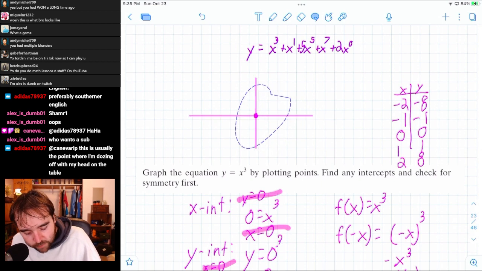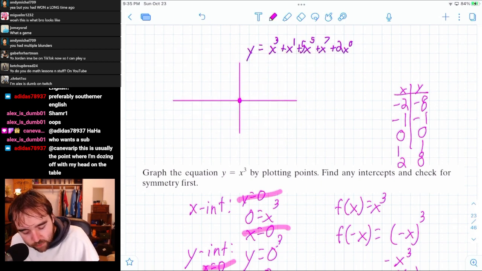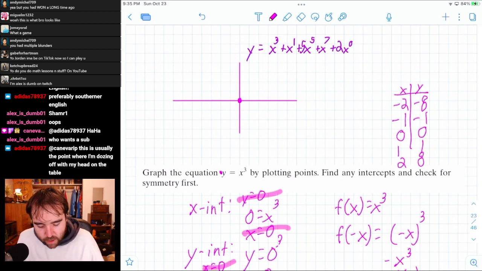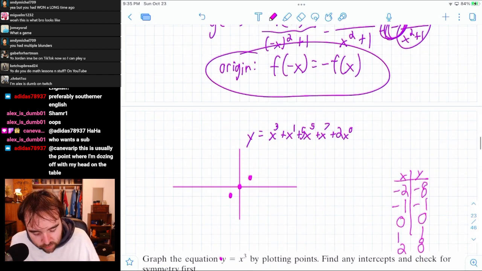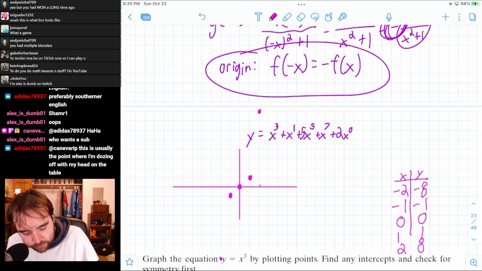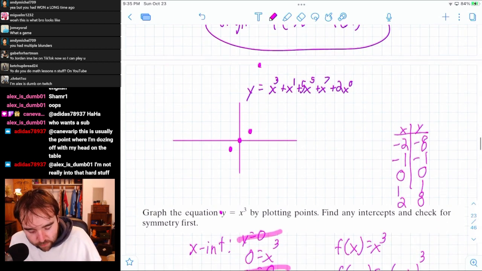Maybe move this up a little bit so we have some more room. So if we go negative 2 and then negative 8, so down 8. A little off, that's about right there. And then negative 1, negative 1. 1, 1. And 2, 8. This is going to be off too. Oh, no, it's perfect. And there we go. There's our graph.